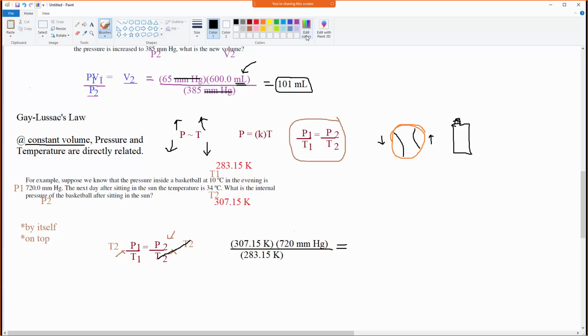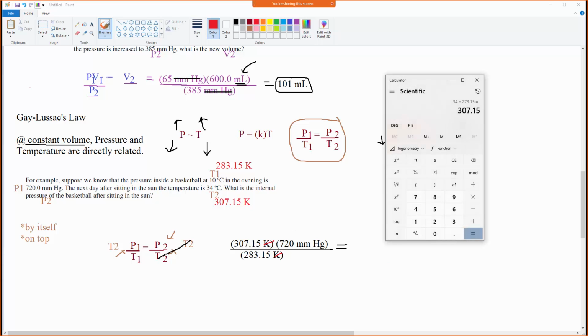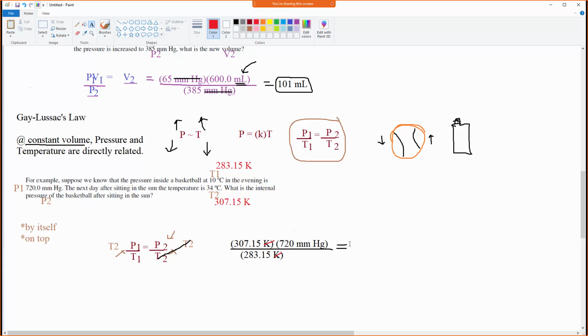So if I plug this in, note that I kept all of my units, and because I did, I can see that Kelvins cancel, and the units of my answer as calculated will be in units of millimeters of mercury. Okay, 307.15, multiply that by 720, divide that by 283.15, and I get 780 millimeters of mercury. Here we go.